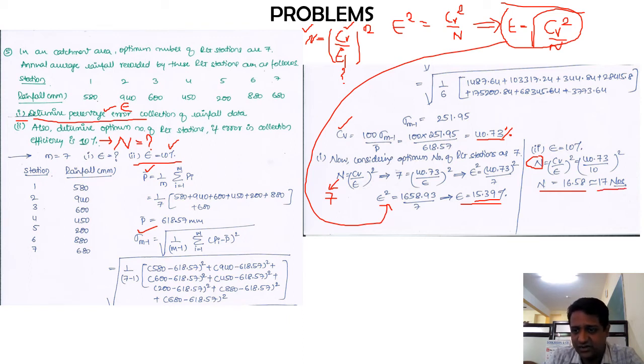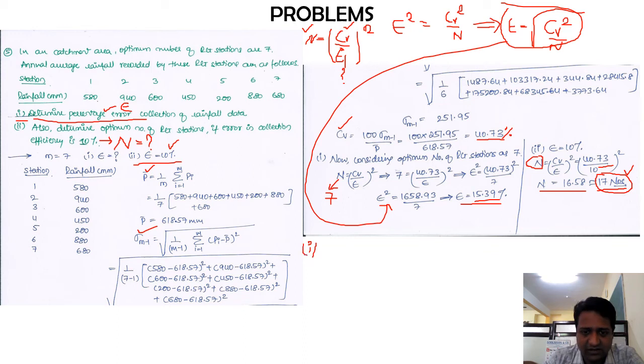So the optimum number of rain gauge stations required, if you consider the error to be limited to 10%, is how much? 17. So with this problem, one thing that I'd like to clarify over here, you please check this out for the first part of the question.